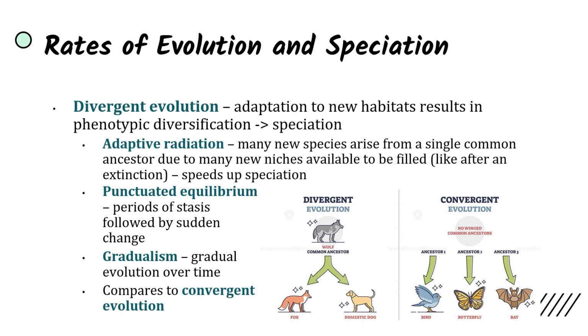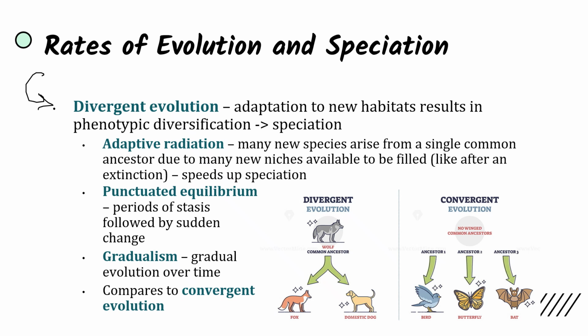Last up for today is discussing rates of evolution and speciation. And so here we're talking about divergent evolution, where adaptation to new habitats results in phenotypic diversification. So as new habitats emerge and different traits are selected for these habitats, we're going to have diversifying phenotypes within the species, and that's eventually going to cause speciation. And so we're looking at adaptive radiation, where many new species arise from a single common ancestor due to many new niches available to be filled.